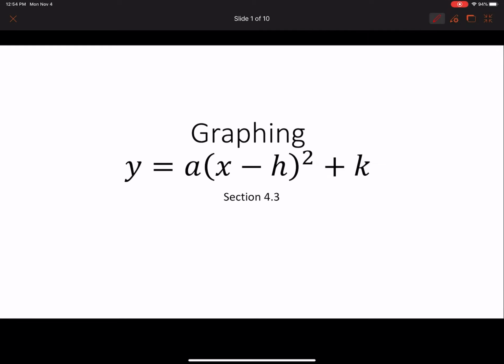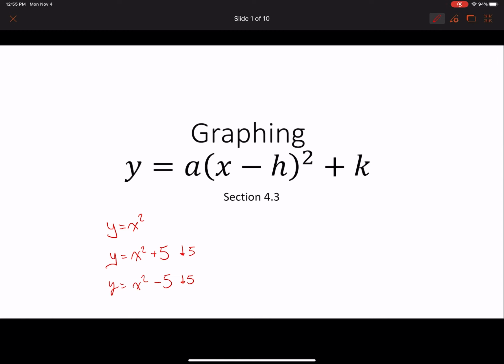Okay, so I just want to recap what we did last time, what you should already know. Last time we were able to graph equations like this, y equals x squared. That was our basic parabola. Then we introduced something like y equals x squared plus 5, or y equals x squared minus 5. Basically, these were our parabolas shifted down 5, translated down 5 units.